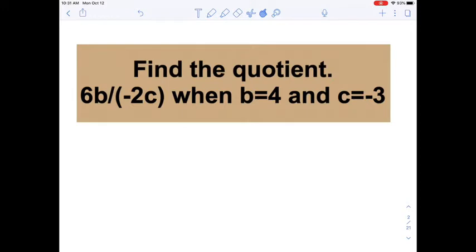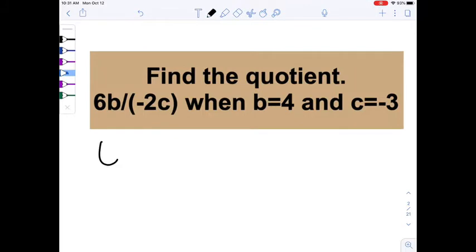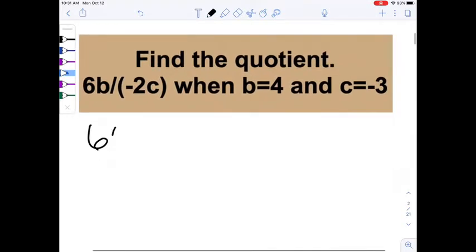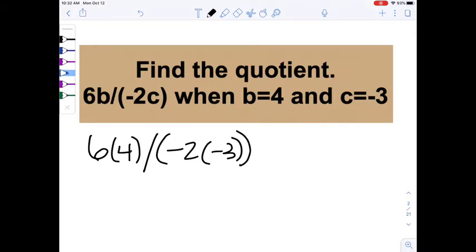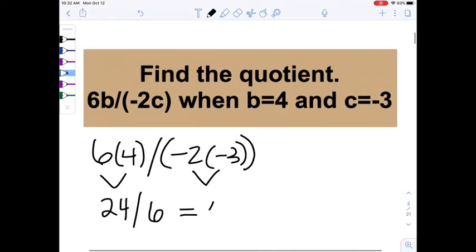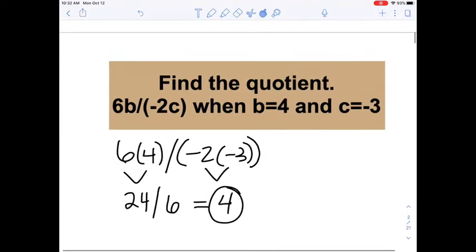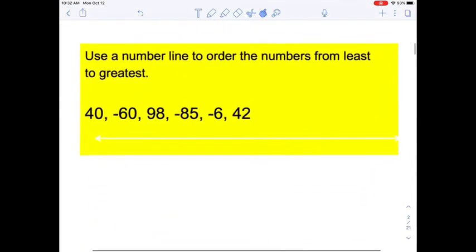Then we have to find the quotient when 6b is divided by negative 2 times c, where b equals 4 and c equals negative 3. So 6 times 4, divided by negative 2 times negative 3. First I have to do these multiplications. 6 times 4 is 24, divided by negative 2 times negative 3, which is 6. Remember, a negative times a negative is a positive. And then 24 divided by 6 is 4.